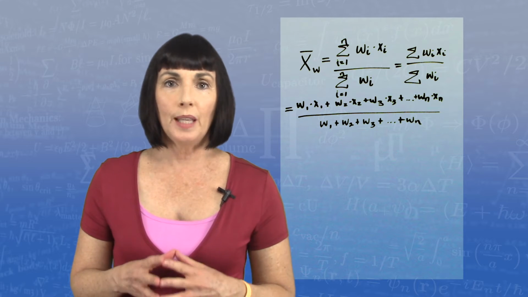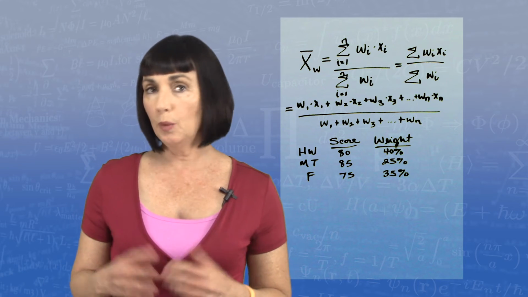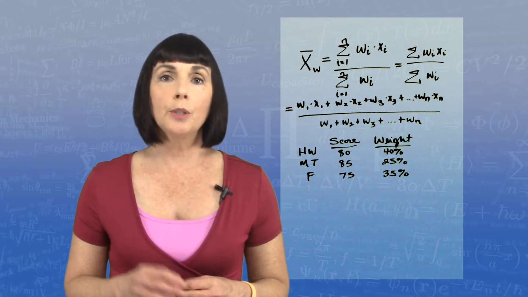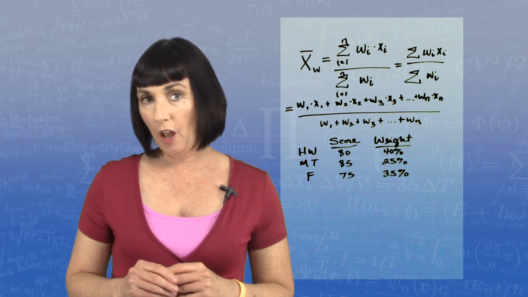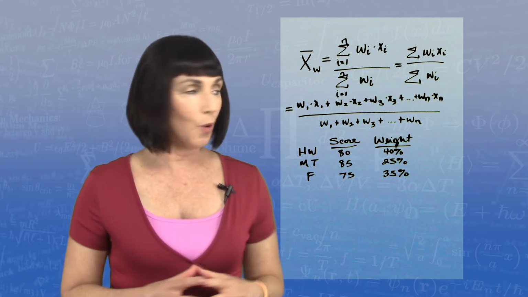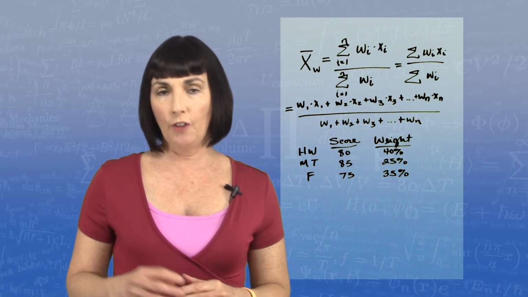Okay, so let's go back to our example of scores in a particular class and find the weighted mean. So we have our homework score is 80 and worth 40%. Our midterm score is 85 and worth 25%. And our final score is 75 and worth 35%.